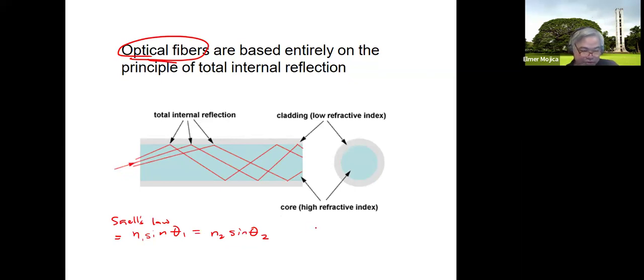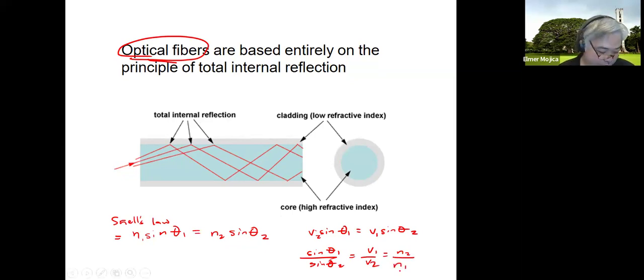So it can also be written as v2 sine theta 1 equals v1 sine theta 2, or sine theta 1 over sine theta 2 equals v1 over v2, or n2 over n1. Okay. So reflection is when the light bounces back, while for refraction the light goes through the other medium. I think that's the difference between the two.